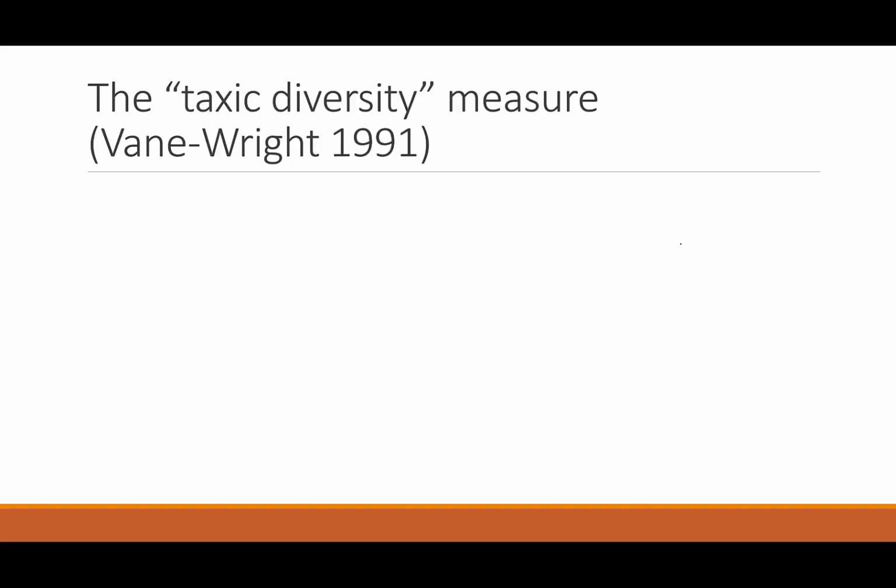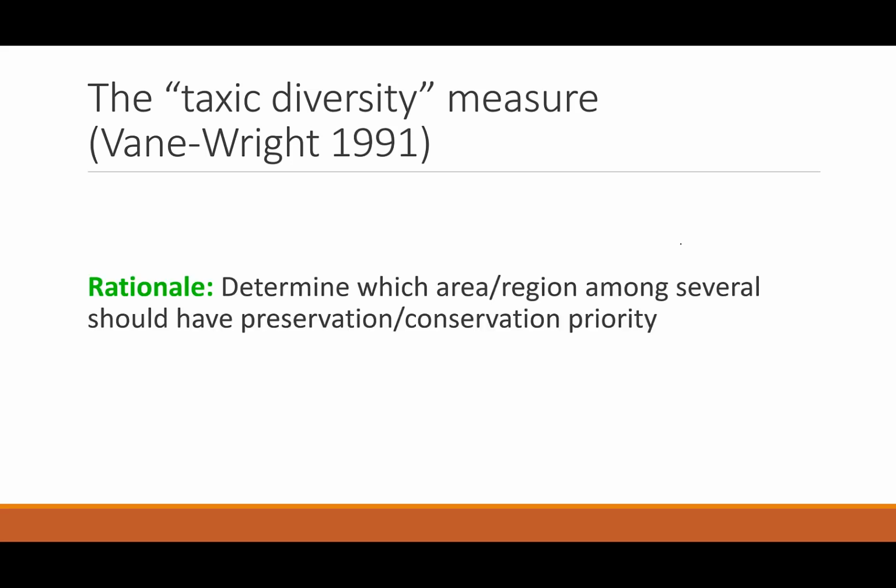Let's talk about another measurement that is used. This is called the taxic diversity measure, and it was proposed in 1991 by Vane-Wright. And basically it's a measure that allows us to determine which area or region among several should have preservation or conservation priority. So here we're still using phylogenies, but there's some additional information built into that phylogeny. All of the following measures that I will introduce, and there's really only one more after this, are based on the phylogenetic diversity measurement or phylogenetic metric idea that was proposed in 1992.